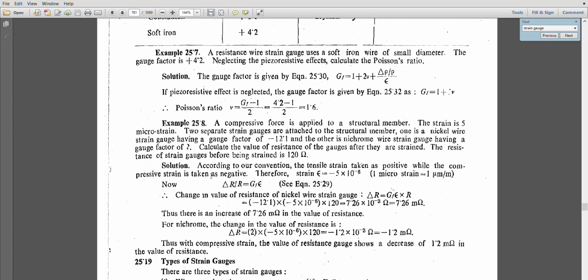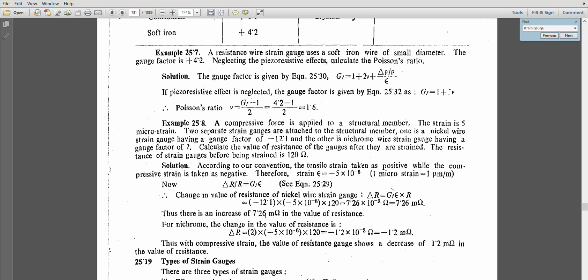So one side of the beam is tensile and the other side of the beam is compressive. Based on that, you should take the strain. So strain is epsilon, that is minus 5 into 10 power minus 6, and based on the equation delta R by R divided by delta L by L, or strain, equal to gauge factor. We know the resistance, that is 120, we know the strain, and we know the gauge factor of the nickel. So based on that, you can find the difference after strain is 0.26 milliohms.